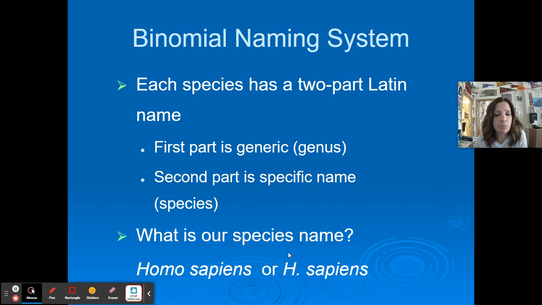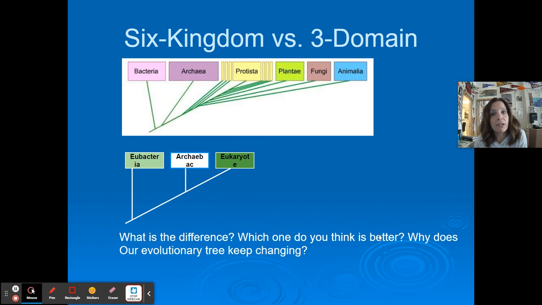So our species name is Homo sapiens, or H. sapiens. A couple of things to notice: it's italicized, and the second word is not capitalized. And if you want to do it shorthand, you can just do H for the genus and then sapiens. Now, if you can't italicize something when you're writing it, you would just underline it. Okay? All right.